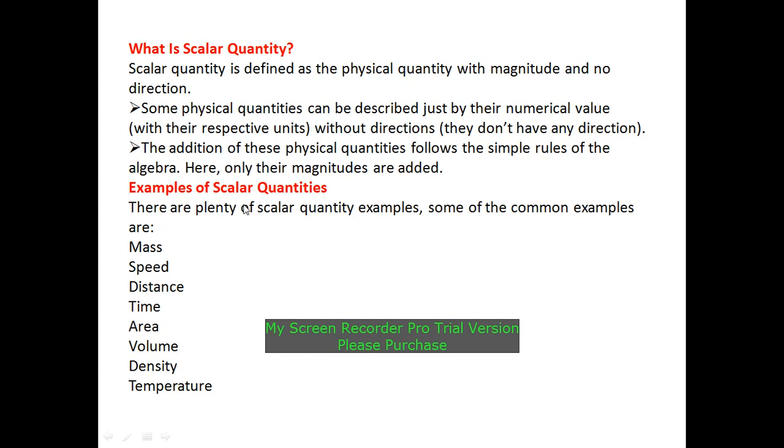So the examples of scalar quantities are mass, speed, distance, time, area, volume, density and temperature. You know that if we consider the mass of any object, say 50 kg, then we don't need any direction to explain this physical quantity. So 50 kg is our final answer, and it is a scalar quantity. But the unit is very important, because if we don't put the unit, then it is only 50, and it is not considered a physical quantity.